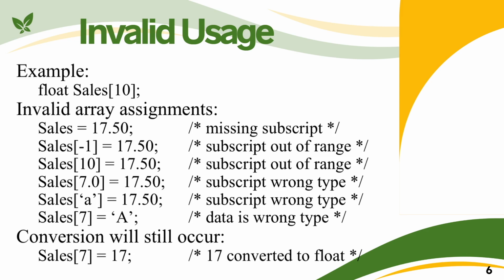And conversion can always occur. For instance, in the last example, sales of 7 is equal to 17. In that case, 17 is an integer, but we have declared that array to be of floating point type. In that case, implicit conversion will happen. So, such conversion is possible in an array.